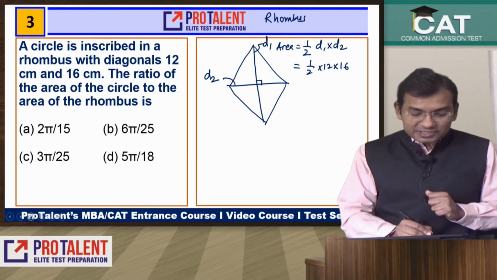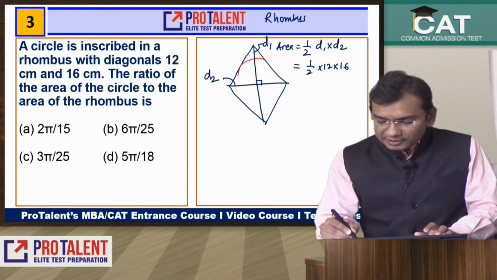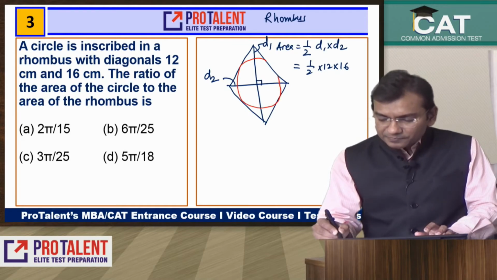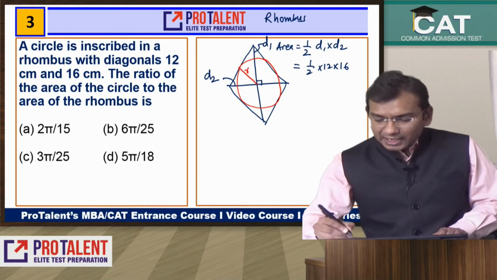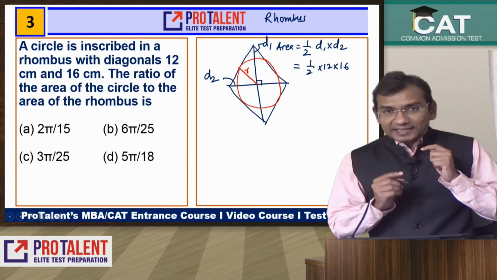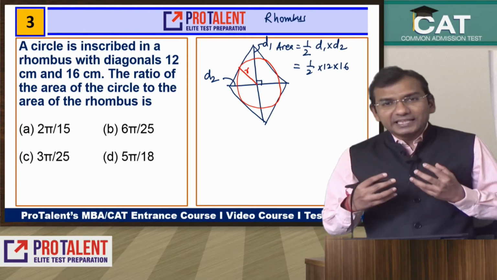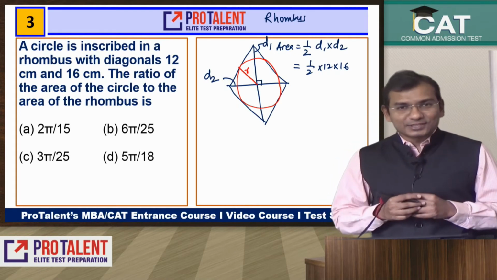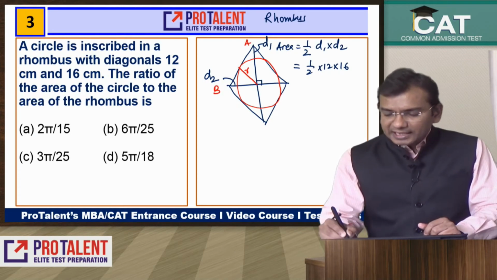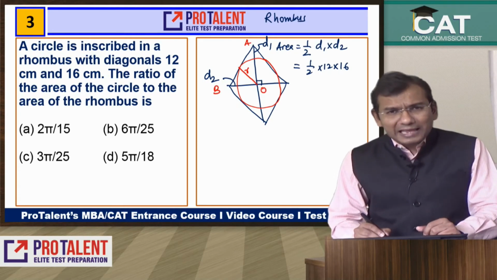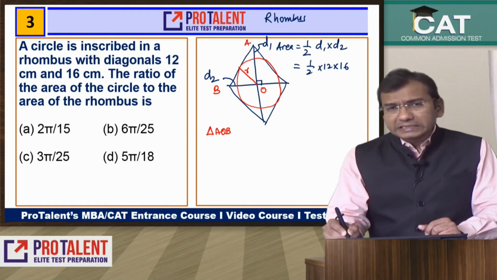But what about the area of the circle, which is inscribed in this rhombus? So if I draw a circle like this, this circle has some radius r. We are interested in the area of the circle. To get the area of a circle, I need the radius of the circle. Yes or no? Now how do I get this? So let's say this is AB and this is O. So you know triangle AOB, angle O is 90 degree.